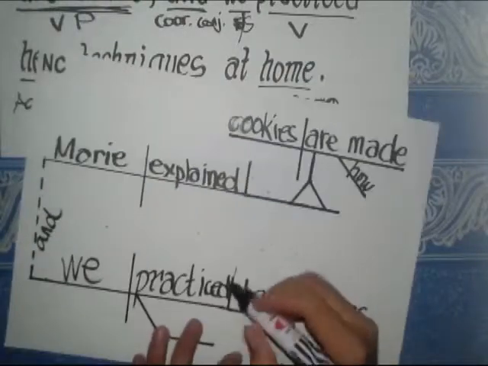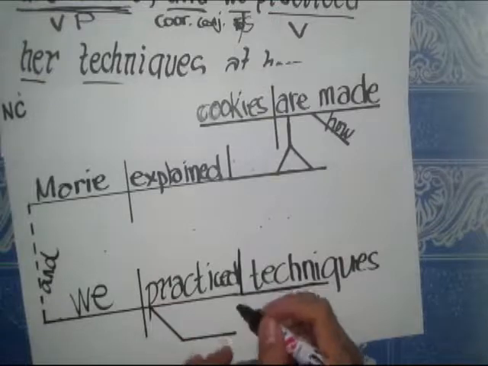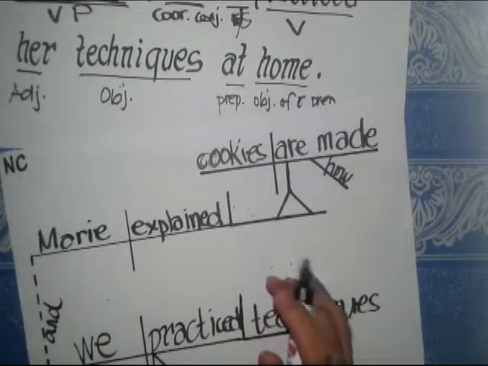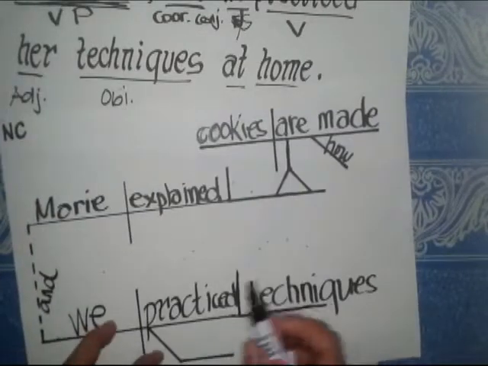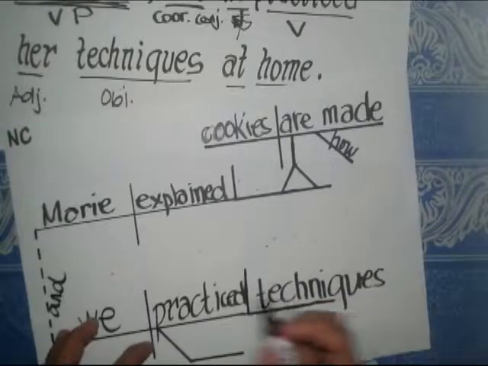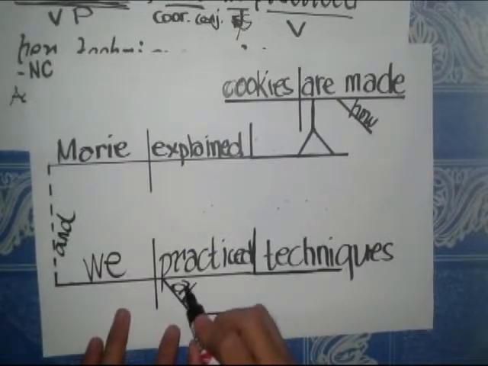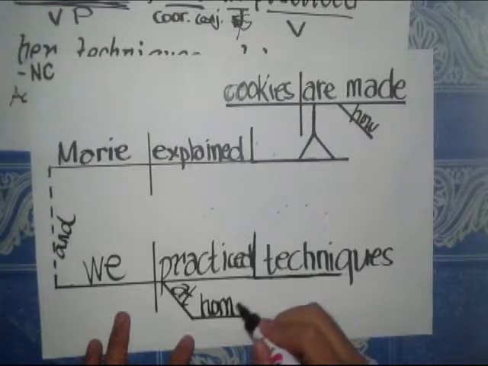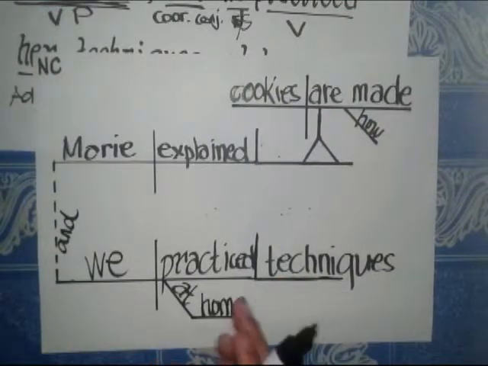So we put here a vertical line because practice here is a transitive verb. Then at home, where should we put at home? So here we practiced. At home, where did they practice? So we should put here at, the preposition, and the object of the preposition, home. So there you go.